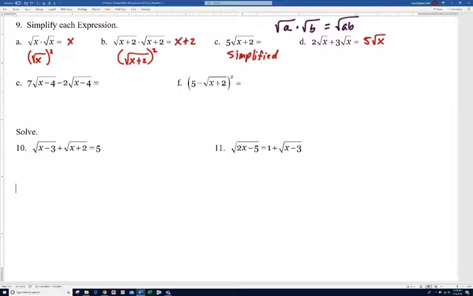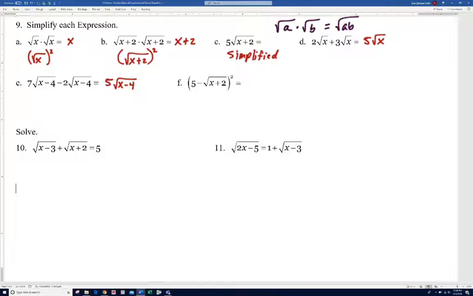So if you look at e, you can see that these are both square root of x minus 4 terms. So you're going to add 7 and negative 2, or just subtract. And so you're going to get 5 square roots of x minus 4. So 7 square roots of x minus 4 minus 2 square roots of x minus 4 give you 5 square roots of x minus 4.